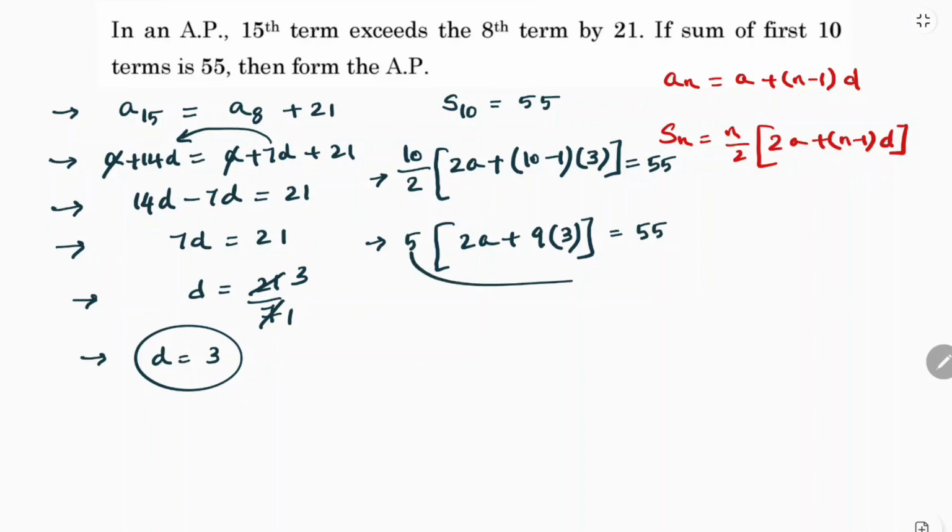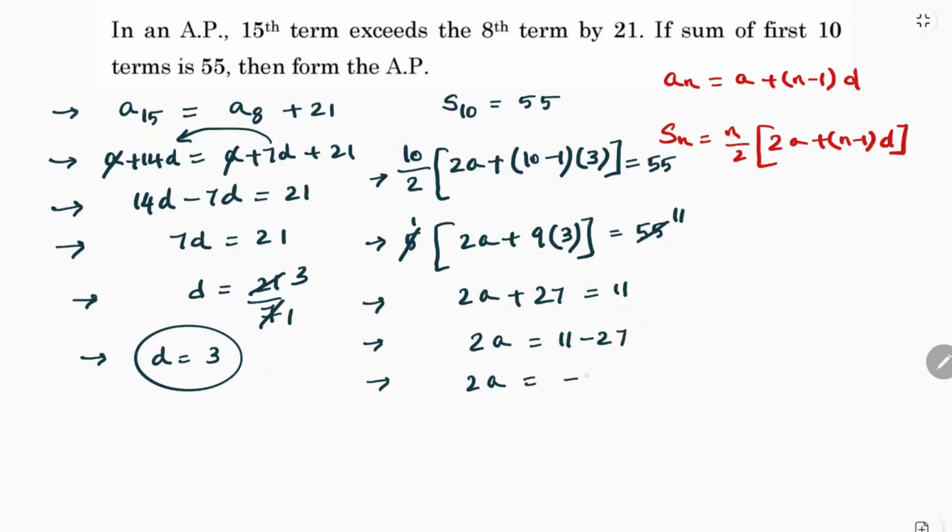Now see, this 5 you can transpose or you can cut directly here. 5 times 1, 5 times 11. So now 2a plus 9 into 3, 27 equals 11. So here 2a equals 11 minus 27. 2a equals minus 16. So a is minus 16 upon 2. So the value of a, 2 times 8 is 16, so a value is minus 8.